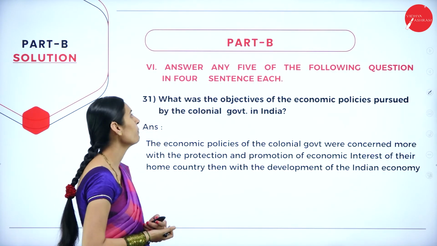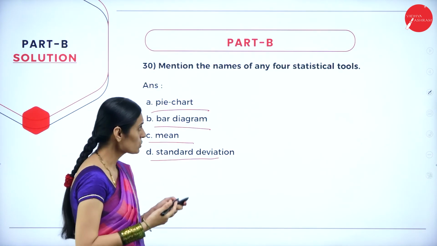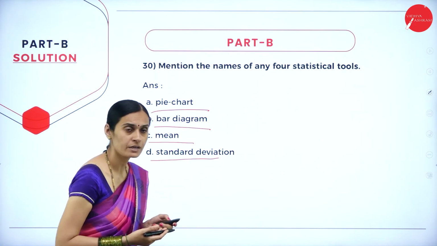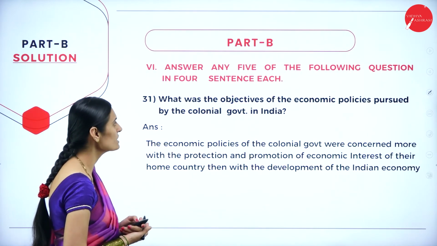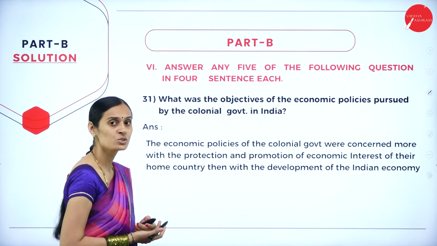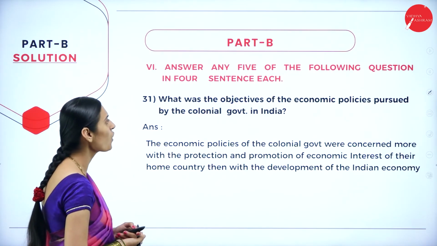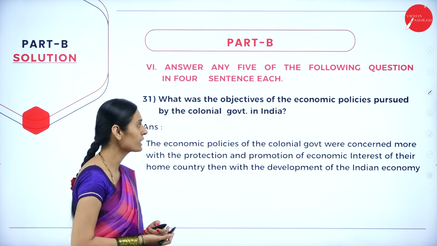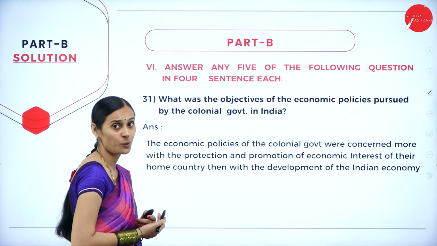And next, part B. So what we have discussed before, these are all the different questions which belong to the statistical part. And next one, answer any 5 questions in this particular part, which belongs to Indian economy. What were the objectives of economic policies pursued by the colonial government? There are 2 important objectives.